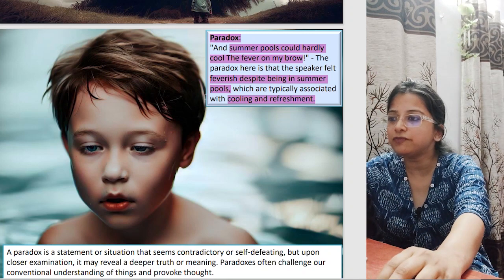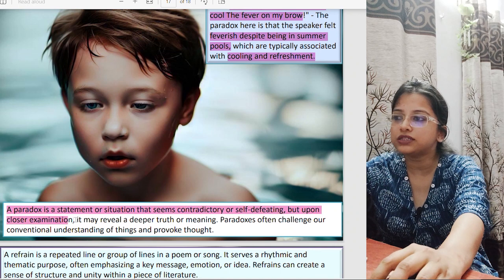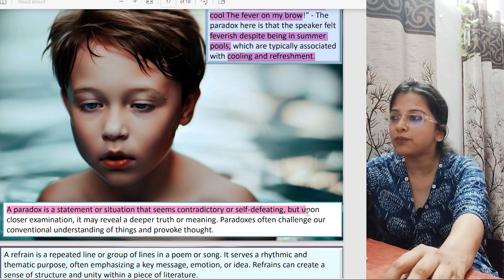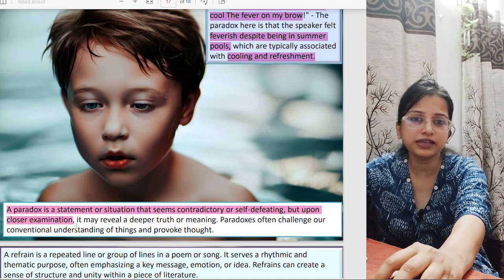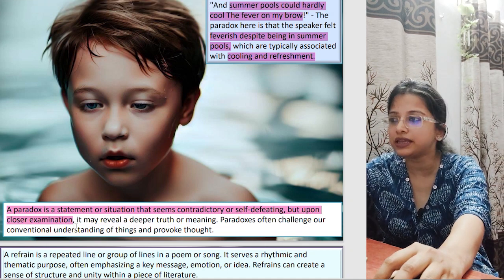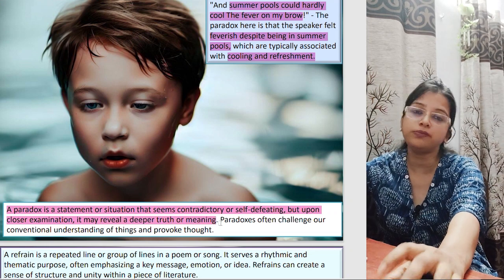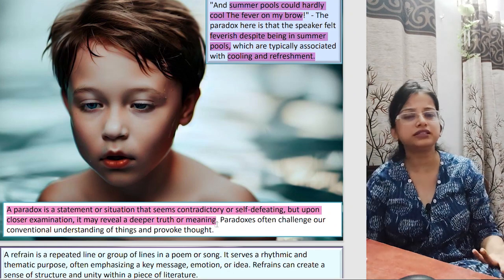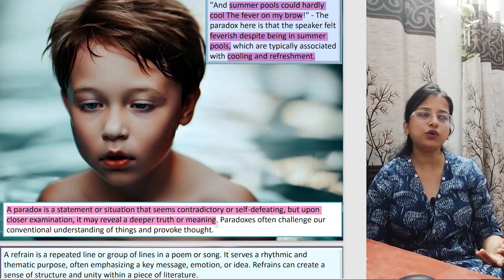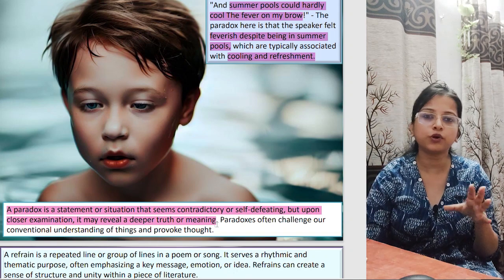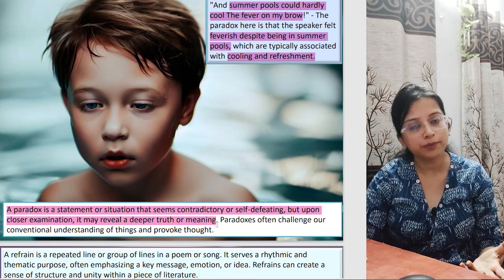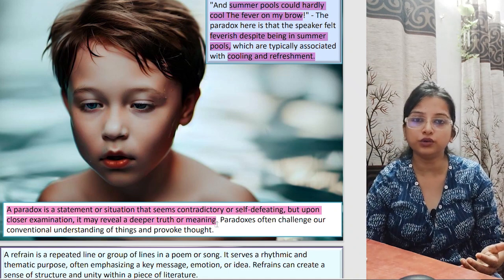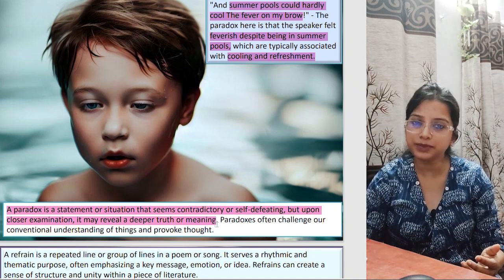I have given the meaning of paradox also over here. A paradox is a statement or situation that seems contradictory or self-defeating, but upon closer examination, of course, it has a meaning. It's not that it is meaningless. It may reveal a deeper truth or meaning. Okay, so when we identify it literally, it seems useless, it seems meaningless. How is it that you jump into the pool but still your body is not cooled? That is not possible. But the idea is talking about adulthood, the worries of adulthood. So that's why it is meaningful. It has a deeper meaning. Okay.